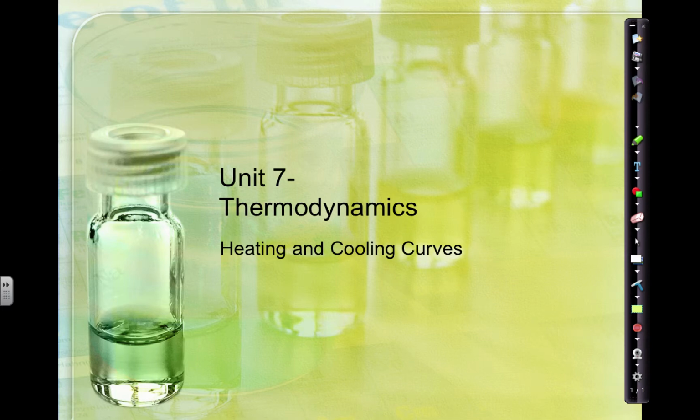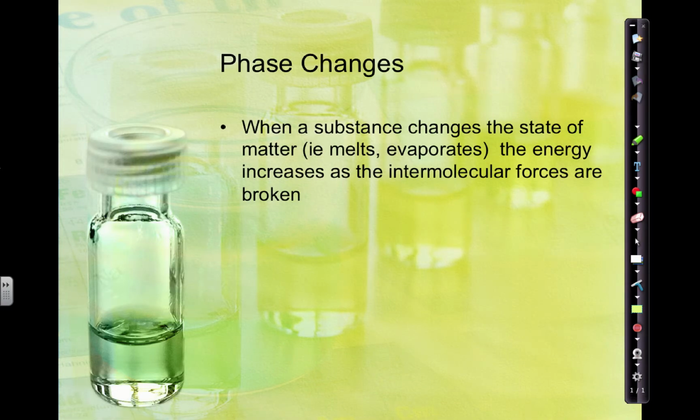Alright, so in this video we're going to be talking about heating and cooling curves and also what happens when you heat a substance up and it actually goes through a phase change. So when a phase change happens, whether it boils, melts, evaporates, condenses, whatever, if you put energy into a substance and you're melting it or boiling it, the energy goes into breaking up those intermolecular forces between the molecules so that they can go to the next phase.